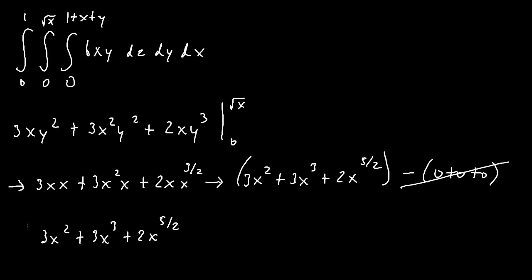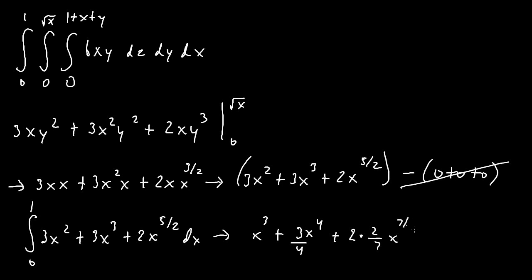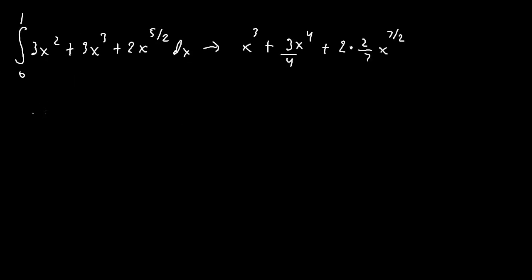So now finally we can evaluate the outer integral from 0 to 1 with respect to x. The integral of 3x squared is just 3x cubed over 3, or x cubed, plus the integral of 3x cubed is 3x to the 4th over 4, then plus the integral of 2x to the 5 halves is 2 times 2 over 7 x to the 7 halves. Now we can simplify that down to x cubed, once again plus 3/4 x to the 4th power, plus 2 times 2 over 7 is 4 over 7, x to the 7 halves. Let's evaluate that from the x bounds of 0 to 1.